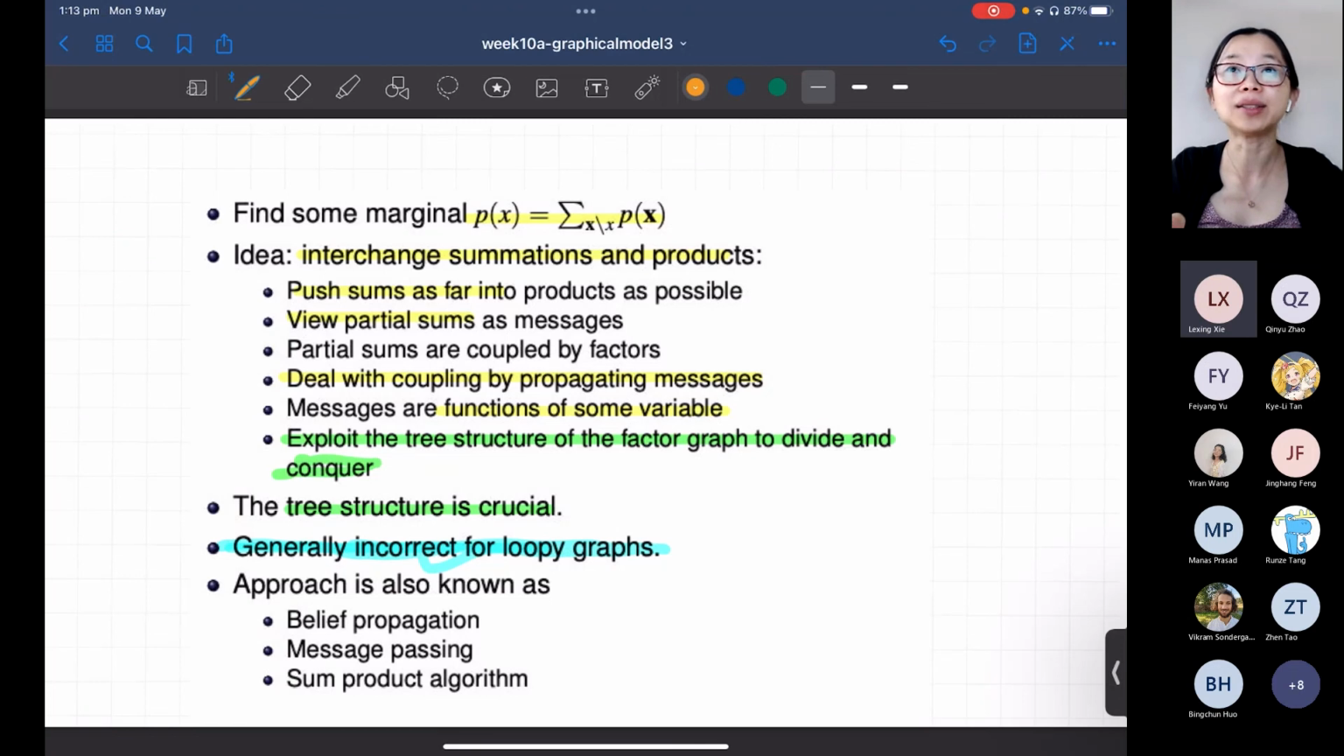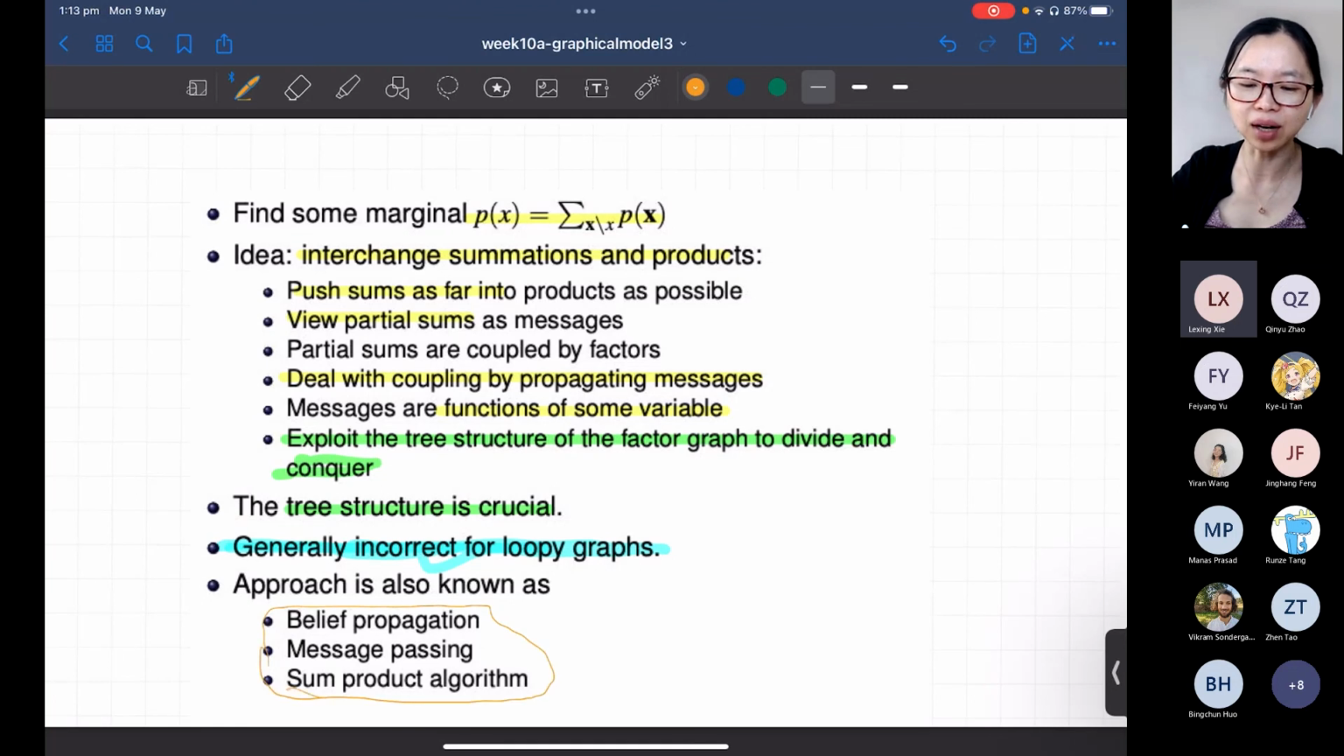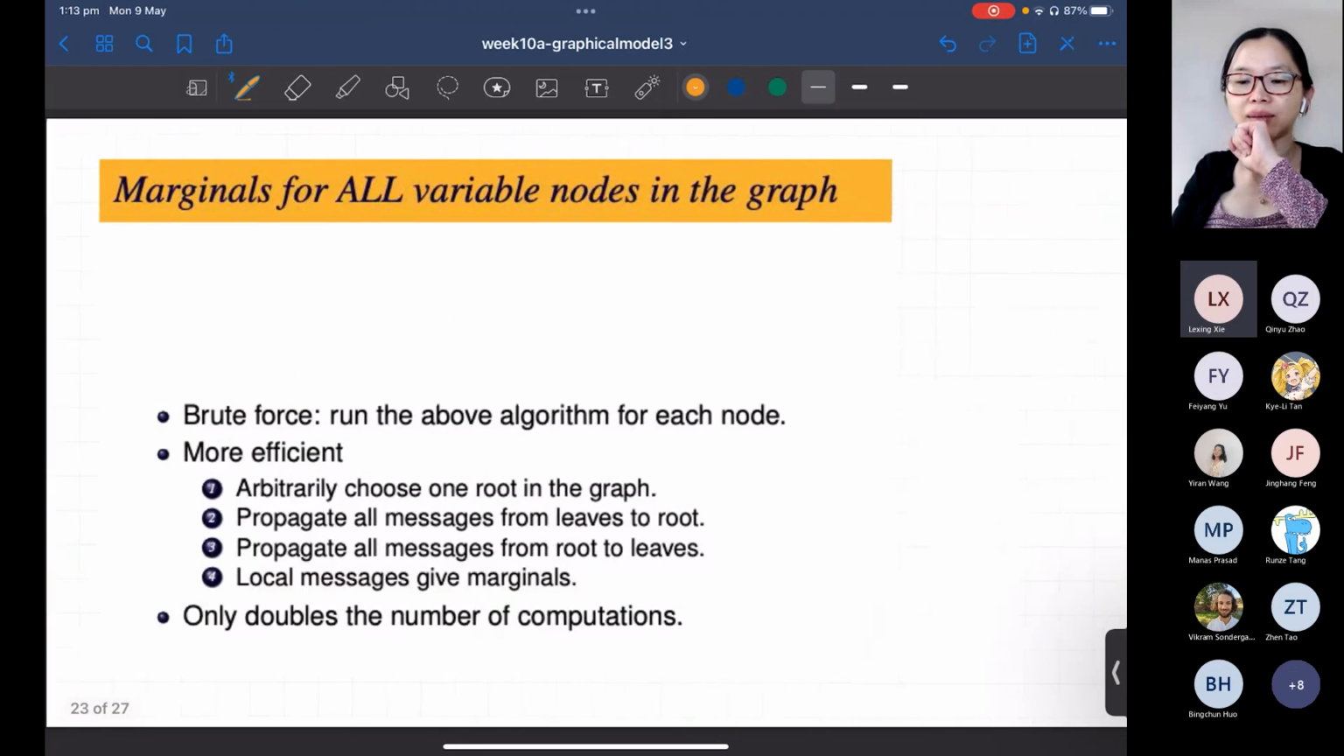So the approach has many names because this is relatively recent research. It's known as belief propagation for DAGs, for Bayes nets, message passing, and sum product algorithm. So our book mainly uses the sum product name. All right.